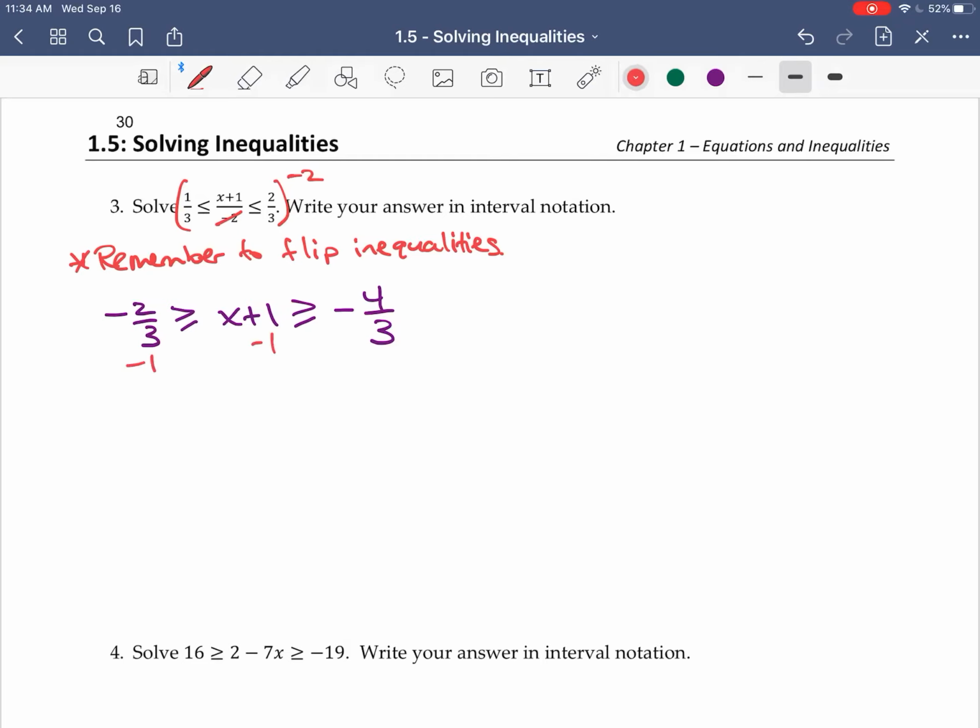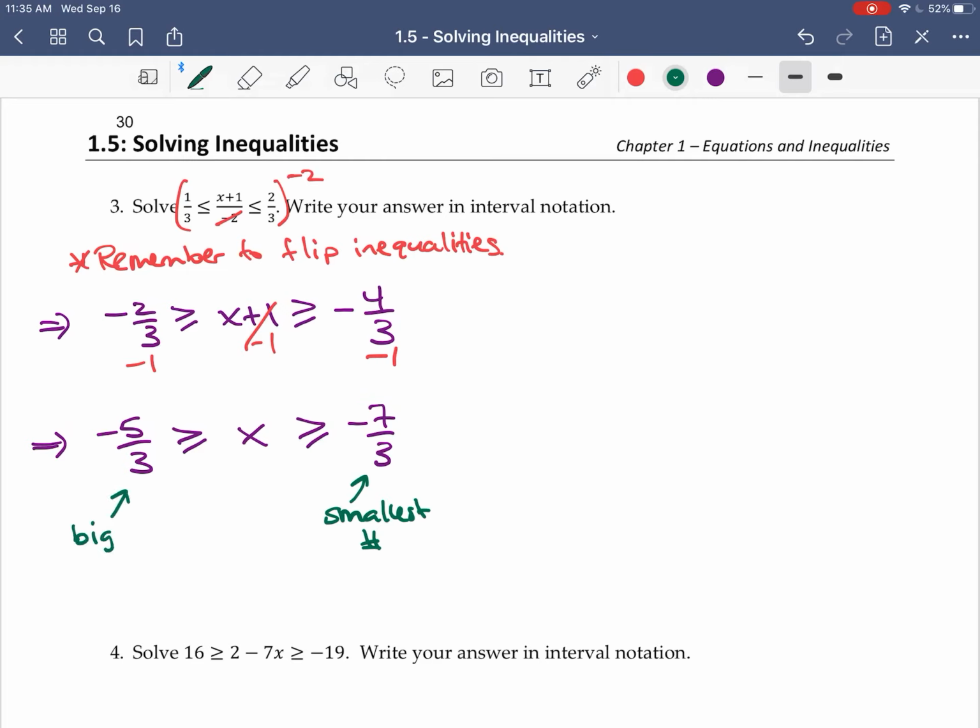Now I want to subtract 1 from all sides to get x by itself. -2/3 minus 1 is going to be -5/3, because 1 is 3/3. So this is bigger than or equal to x, which is bigger than or equal to -4/3 minus 1, which is -7/3. So x is between -5/3 and -7/3. Just to note here, this is the smallest number, and this is the bigger number.